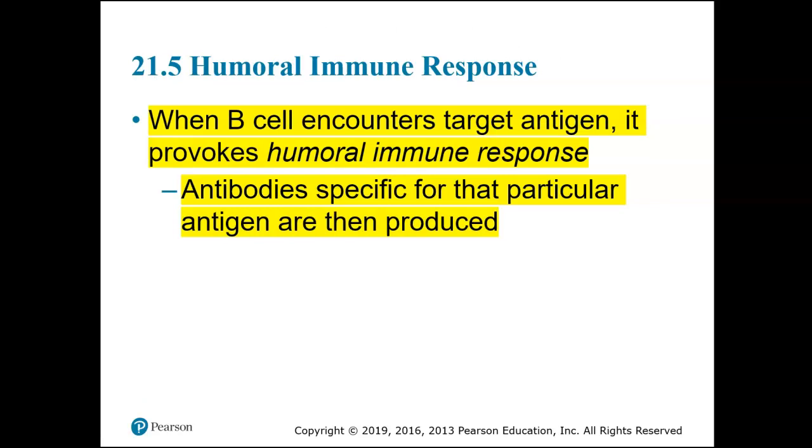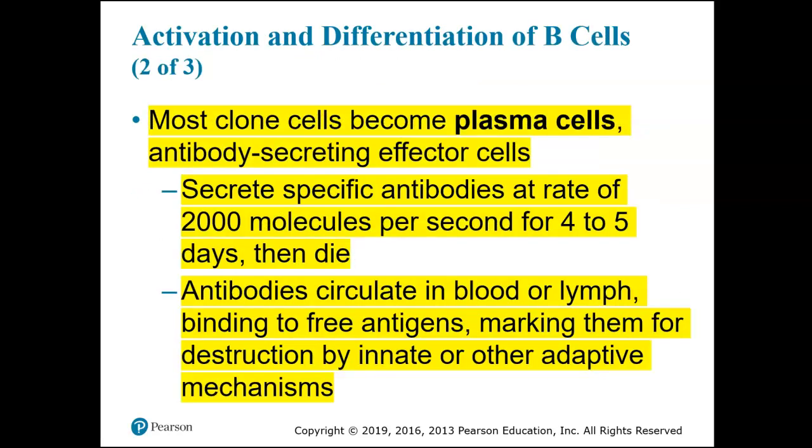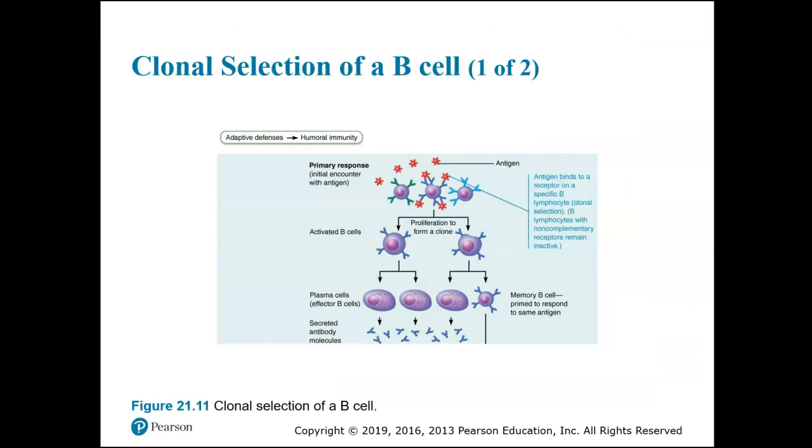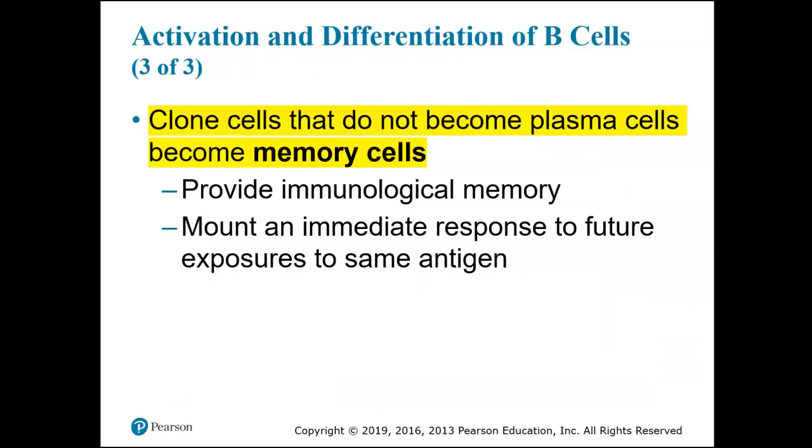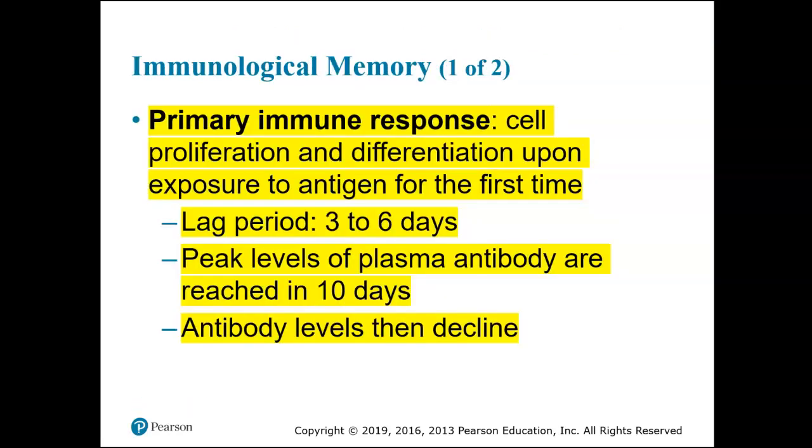All right, the humoral immune response is controlled by B cells. B cells produce antibodies that attack antigens. Most cloned B cells become plasma cells, and plasma cells are specifically the type of B cells that secrete antibody. And antibodies can circulate in the blood or the lymph, and they will bind to specific antigens and mark them for destruction. The B cells that do not become plasma cells will remain as memory cells.